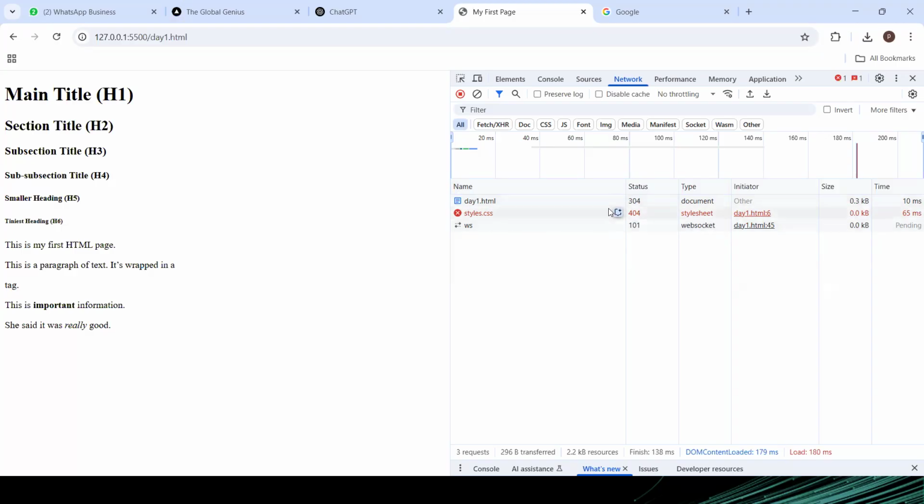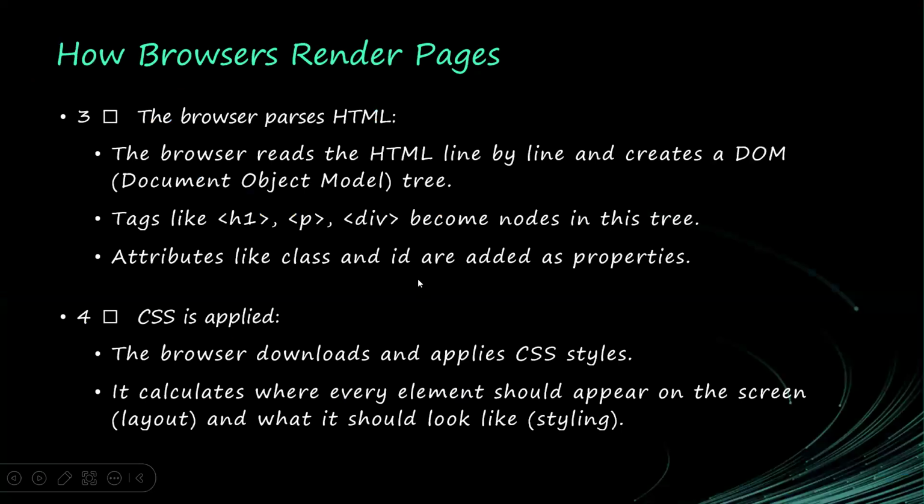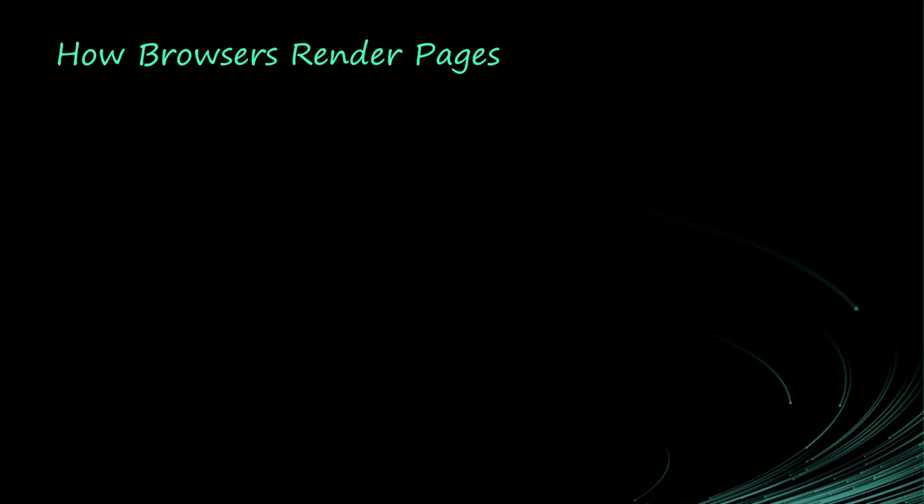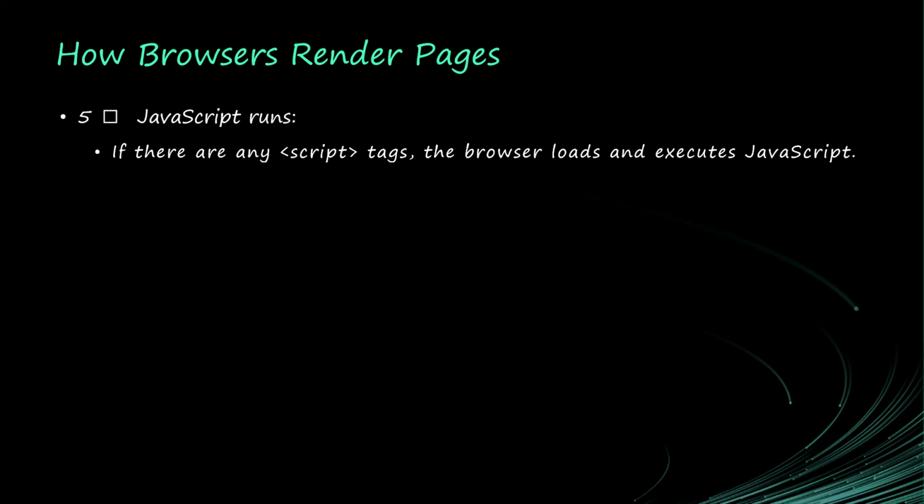And it will also make another request to the server, but now the server will say, oh no, I did not see it. It's not available. That's why it is a status code of 404 and is in red. So had it found it, it will download it and then use it to style. Then it will calculate where every element should appear on the screen, then use the CSS to style the document. Okay. Now, if there's any JavaScript, the browser would also run it, will execute the JavaScript.